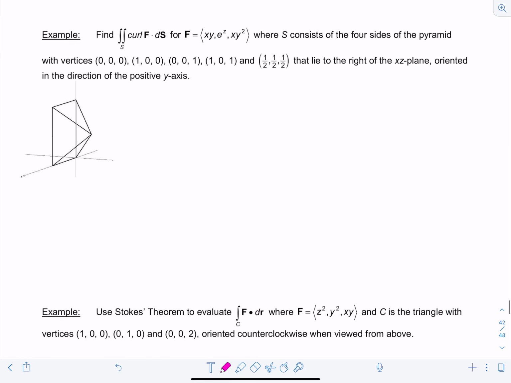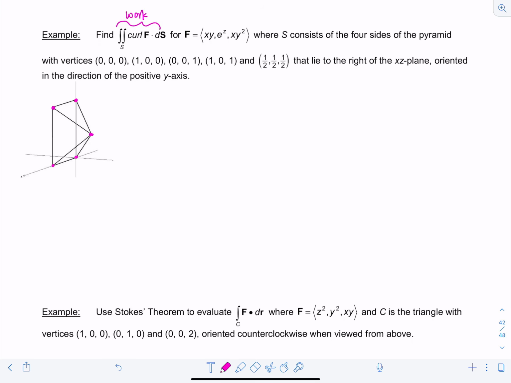So, find the surface integral of the curl of f dot dS. Remember, what does this represent? That's right, work. For the following vector field, where S consists of the four sides of the pyramid with vertices 0, 0, 0, that's right here, 1, 0, 0, 0, 0, 1, 1, 0, 1, and then 1 half, 1 half, 1 half, that lie to the right of the xz plane, oriented in the direction of the positive y-axis.